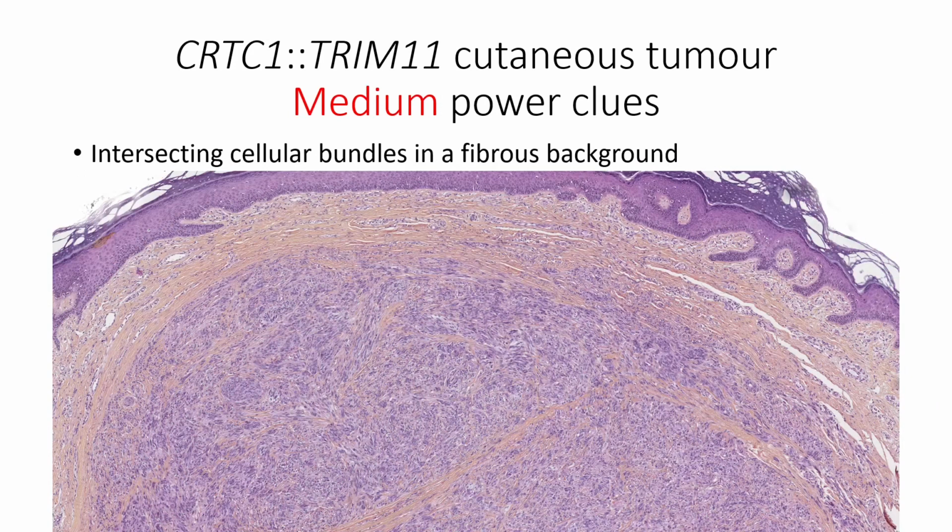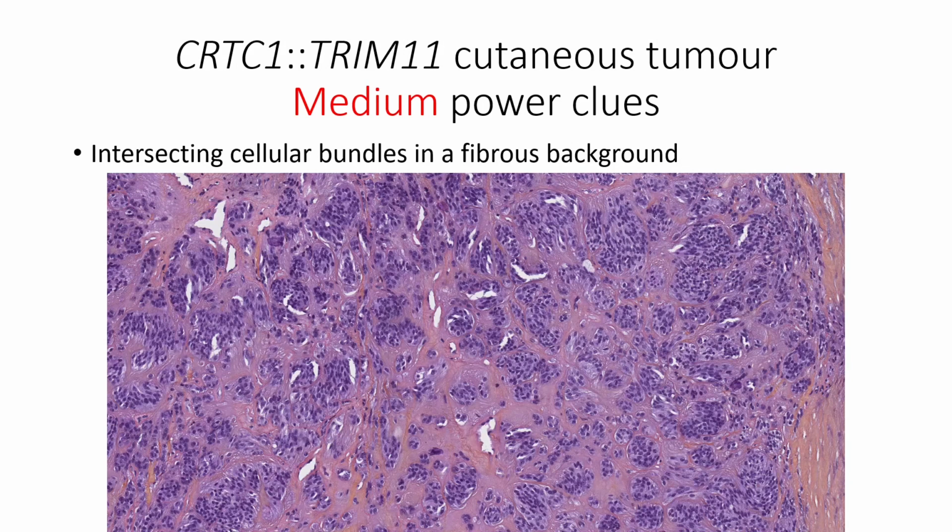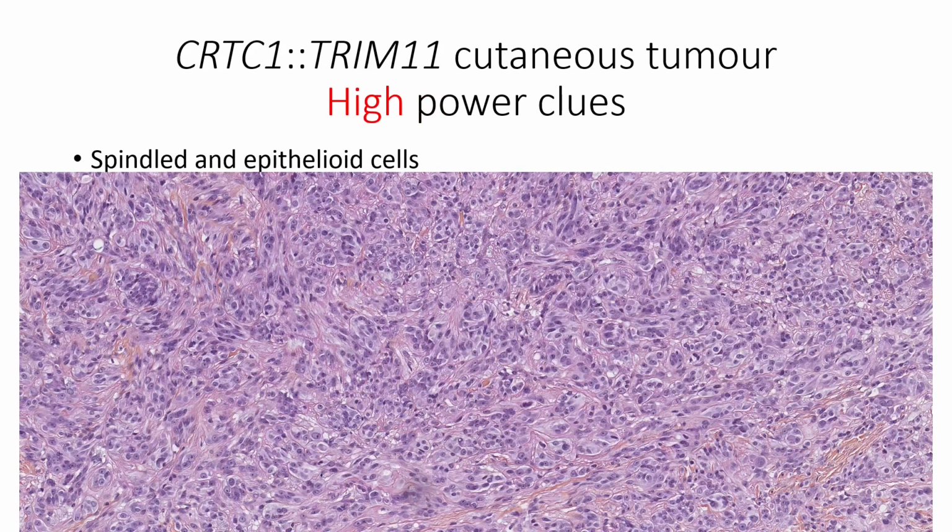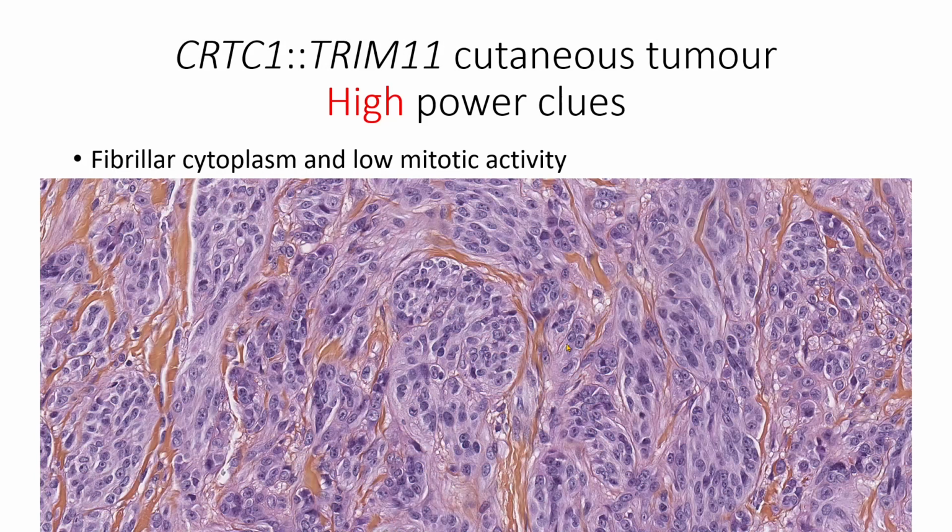The tumor is made of intersecting cellular bundles in a fibrous background. These bundles are quite short and have a rather homogeneous appearance. When you look at high power, the tumor is made of a mixture of spindled and epithelioid cells. Here's a very typical example. And if you look closely, you might find some fibrillar aspect in the cytoplasm. Usually the mitotic activity is low.